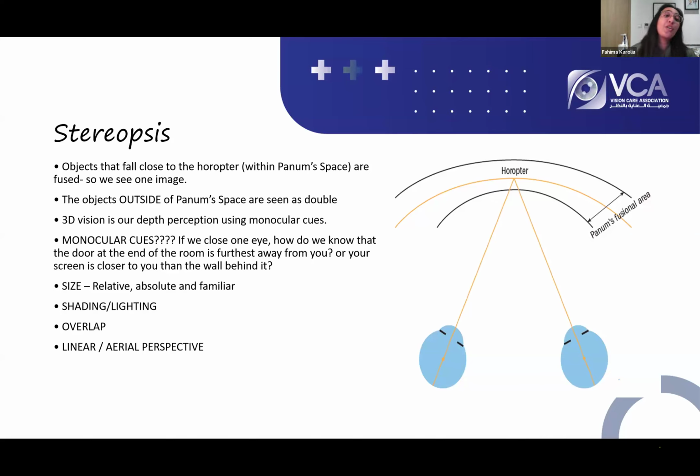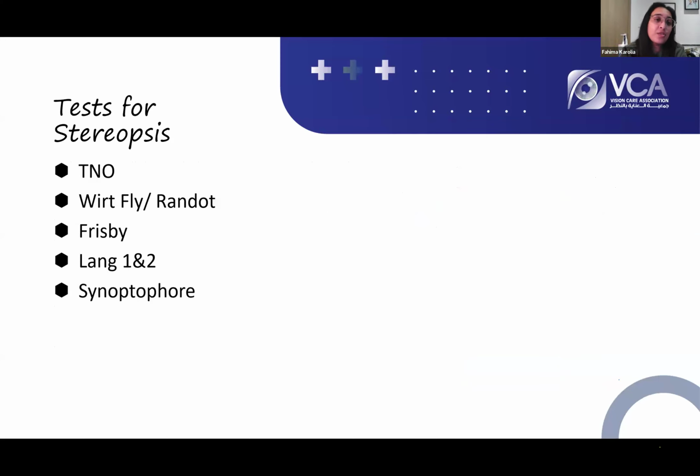Okay, so we've gone through the three stages again. We're on stereopsis. This is our last test, sorry, our last stage. How do we test for stereopsis? We have some tests for them.